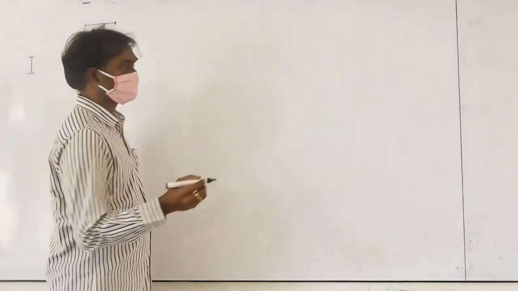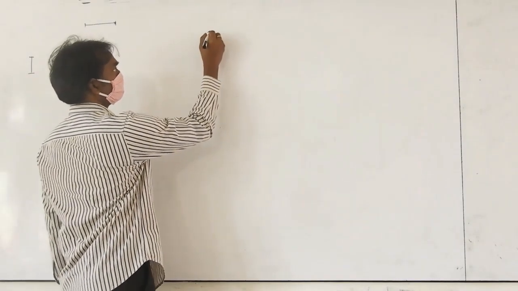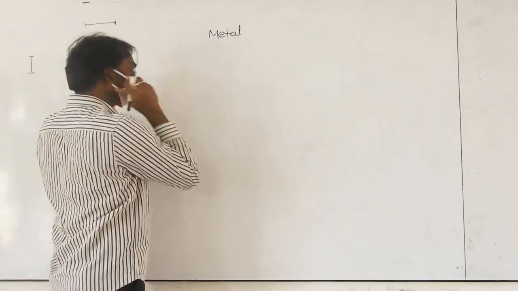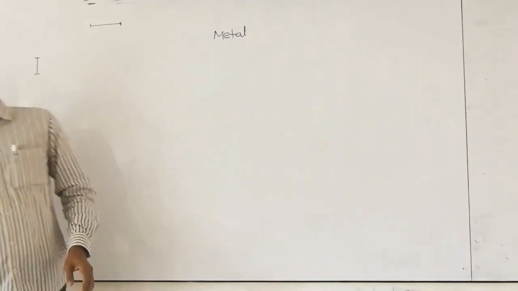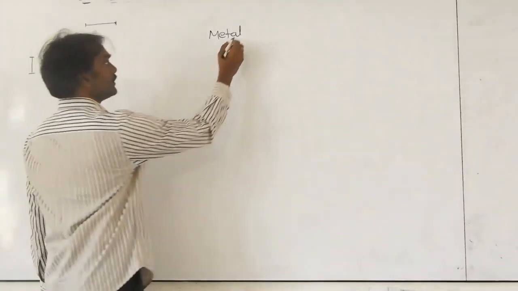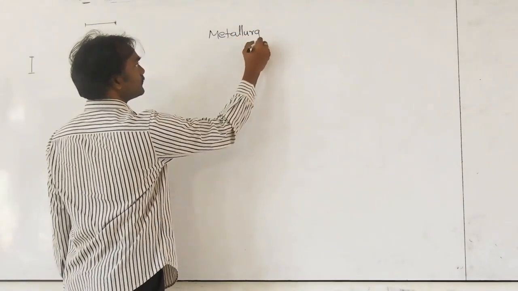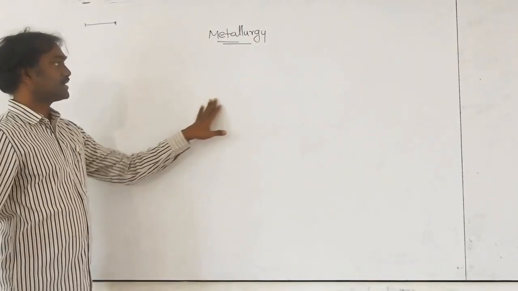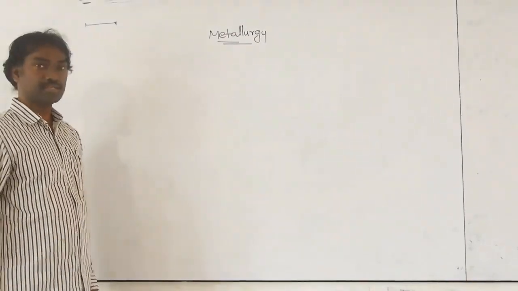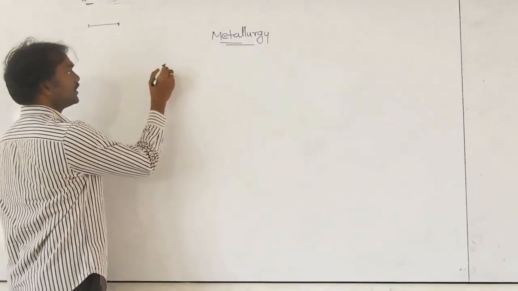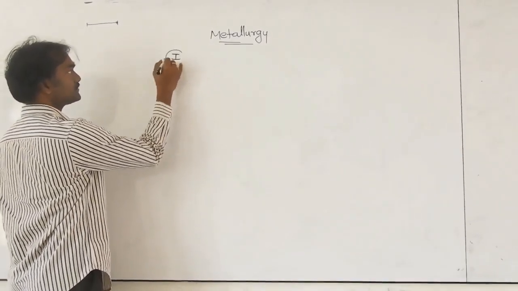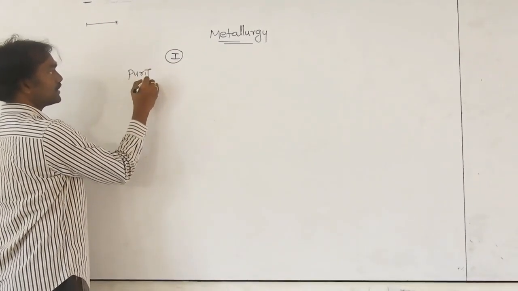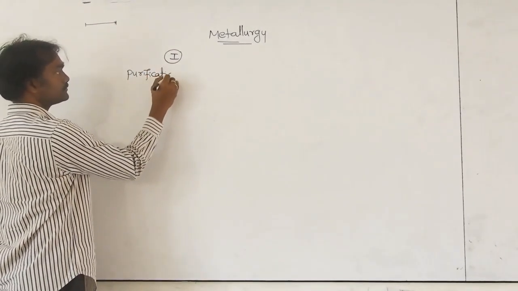Good morning, students. In the last class, what were we discussing? Metallurgy. So we are discussing metallurgy. In metallurgy, three points we discussed. What is the first process? Purification of ore.